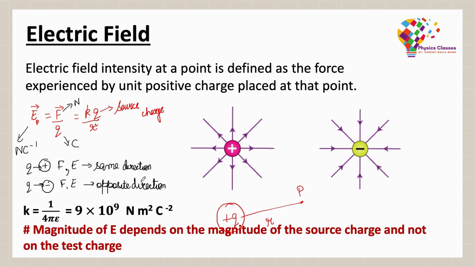Now K over here is simply 1 by 4 pi epsilon naught, which is equal to 9 into 10 to the power 9 Newton meter square coulomb minus 2. From here, the most important point that you have to keep in mind while writing the electric field due to a charge is that the electric field only depends on the magnitude of the source charge, not the test charge. You may bring a very small charge, you may bring a very large charge, but the electric field is always produced by the source charge. So therefore, its magnitude will depend only on the source charge itself.